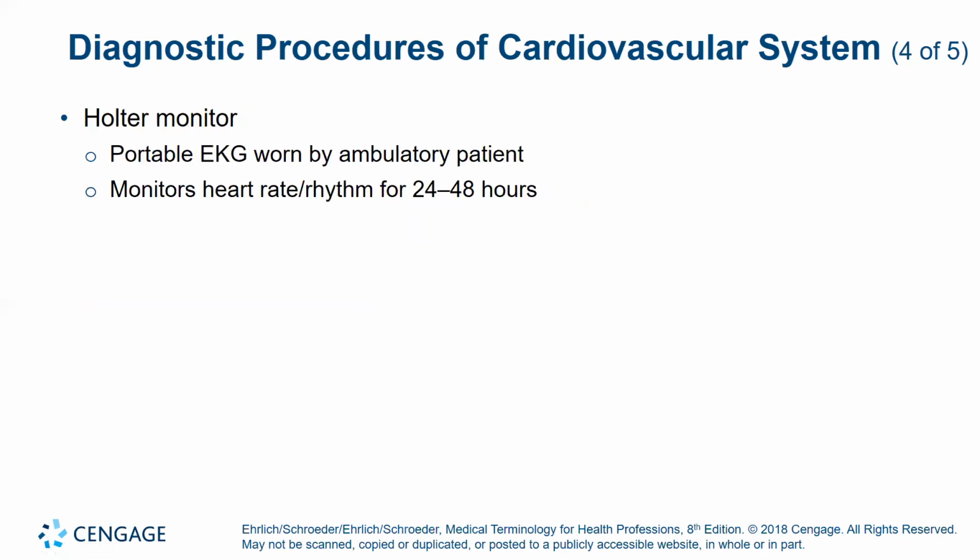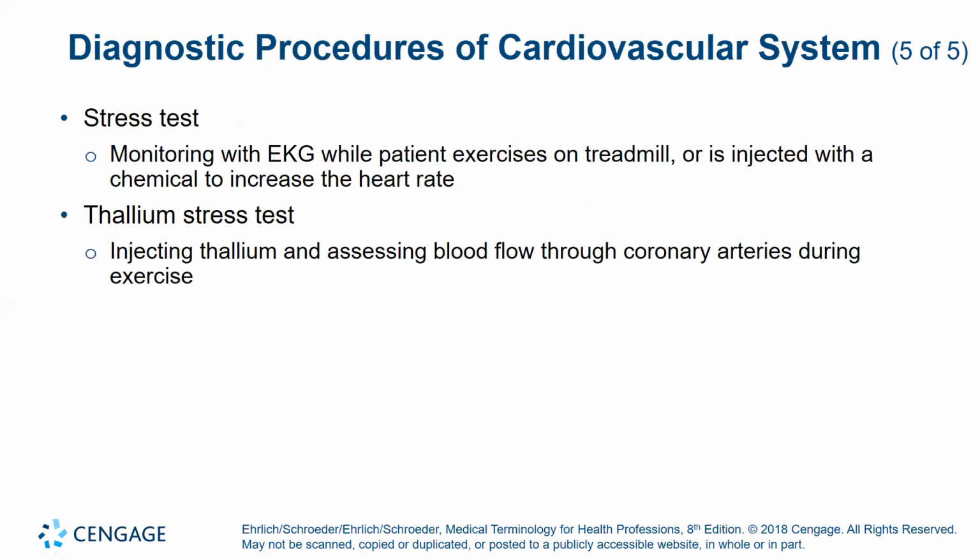Next, we have a Holter monitor. This is a portable EKG worn by ambulatory patients. It monitors the heart rate and rhythm for 24 to 48 hours. We have a stress test, monitoring with EKG while the patient exercises on a treadmill or is injected with a chemical to increase the heart rate. We have the thallium stress test, injecting thallium and assessing blood flow through coronary arteries during exercise.